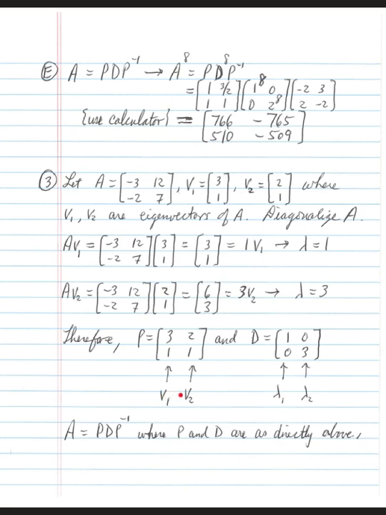Matrix P is your eigenvectors, and we had 3, 1 and 2, 1 given, and we did a little bit of magic through multiplication and determining what scalar factor we needed. But from V1, we've got an eigenvalue of 1, and then from the second one, an eigenvalue of 3. Just keep them in order.